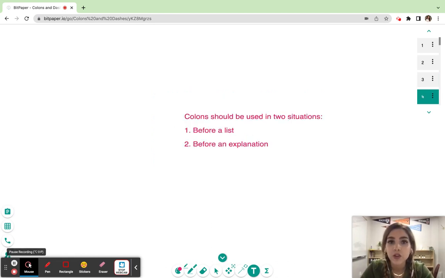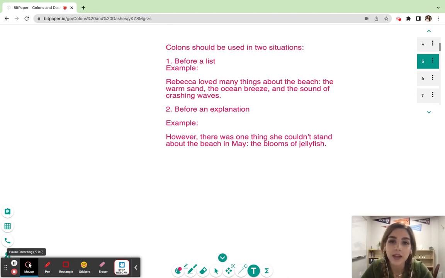There are two situations where you would use a colon. The first is before a list, and the second is before an explanation. So an example of a colon being used before a list would be, "Rebecca loved many things about the beach: the warm sand, the ocean breeze, and the sound of crashing waves." So you can see there, the list that follows the colon answers the question, what were the many things that Rebecca loved about the beach?